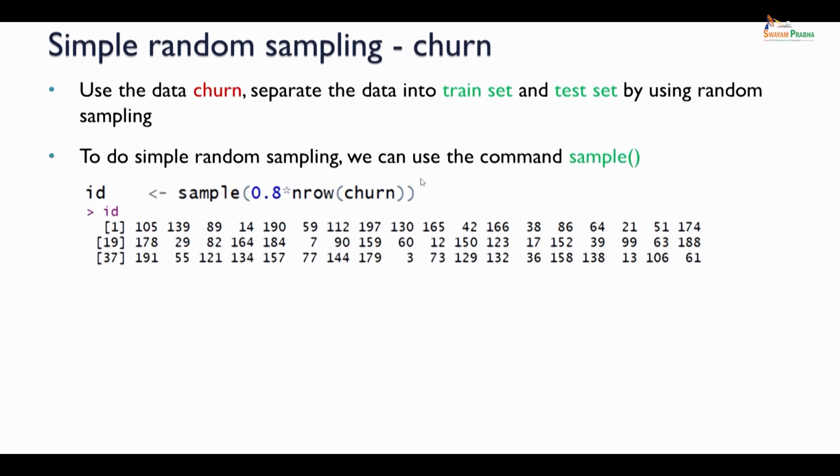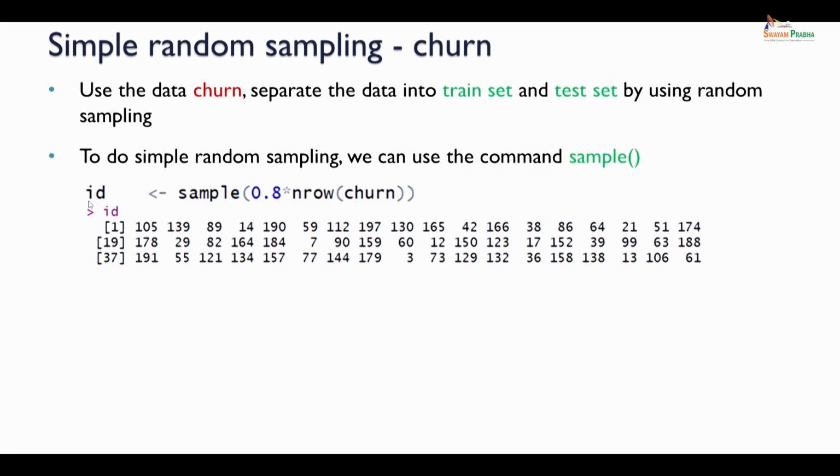To do simple random sampling, we can use the command sample, as we know. Basically I am using the function called sample. Here I have specified 0.8 times the number of rows of churn. What we mean by that is, from the churn data I need all the rows, that is the number of rows in churn, but I want 80% of the data as my sample. So inside the sample function I have specified that 80% of the whole churn data should be my ID.